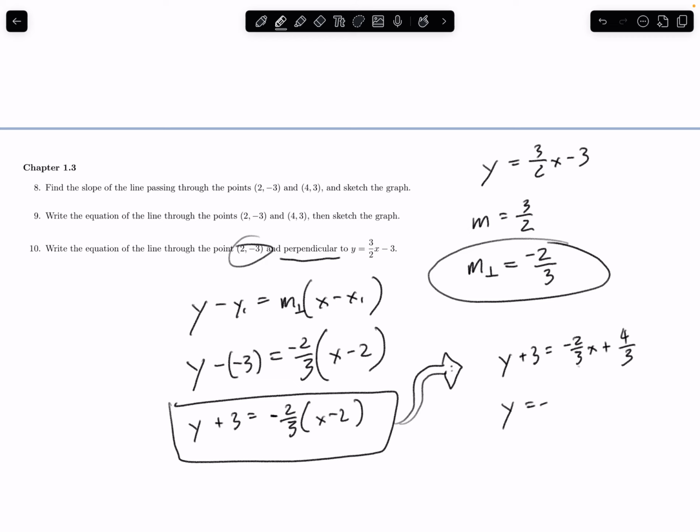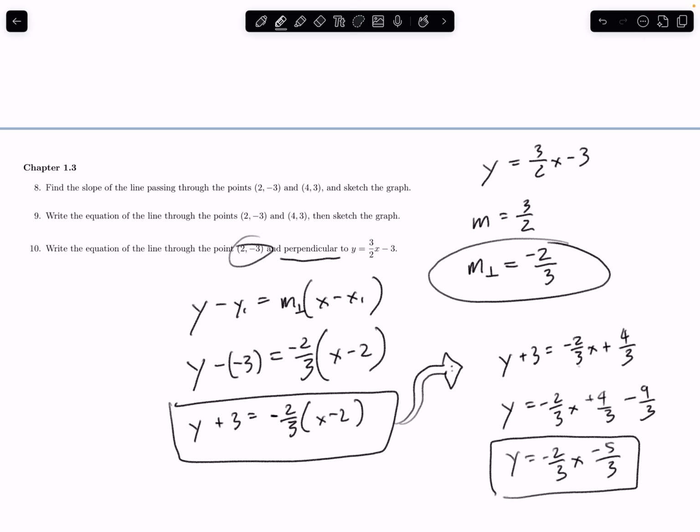y is going to be negative 2/3 x plus 4/3 minus 3. Minus 3 is minus 9/3, right? So y is equal to negative 2/3 x. 4 minus 9 is negative 5, so minus 5/3. That would be another acceptable answer. So both of these are correct.